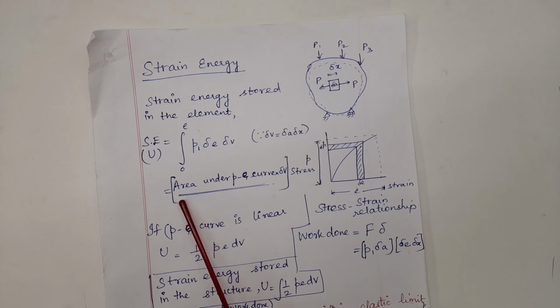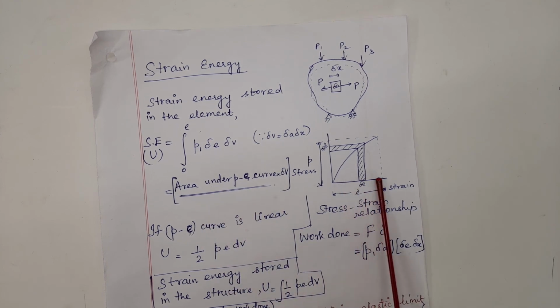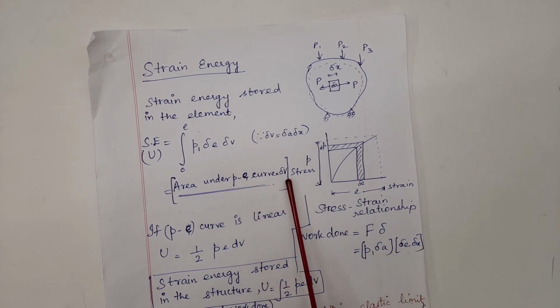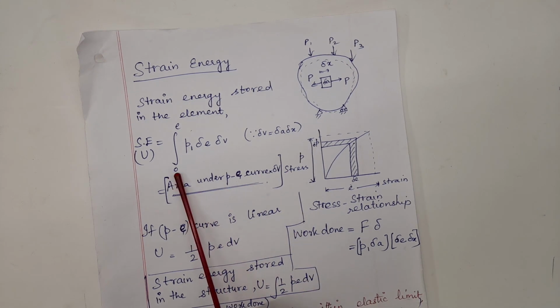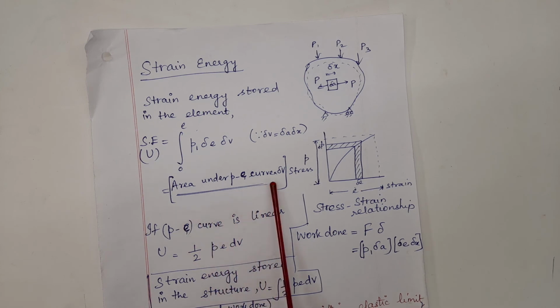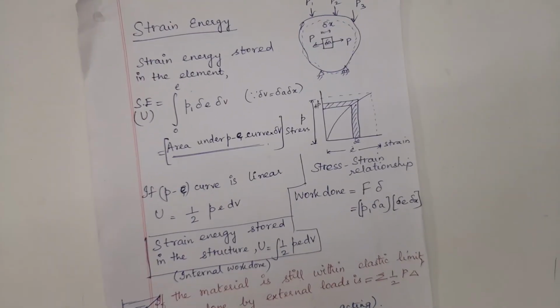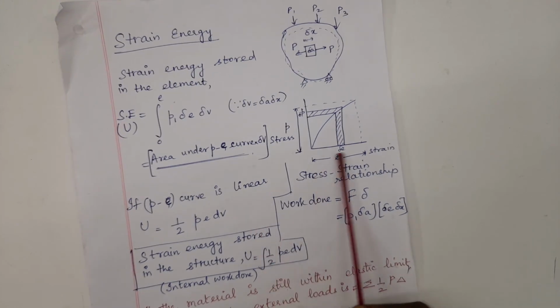I can write here the area under the stress-strain curve into delta V. Why did I write the area under the stress-strain curve? To find the strain energy, I should know the area under the stress-strain curve into this delta V. This gives the strain energy of the total element. When I integrate this one small element, it gives me the strain energy for the total element. If the stress-strain curve is linear, then I directly find it as a triangle.